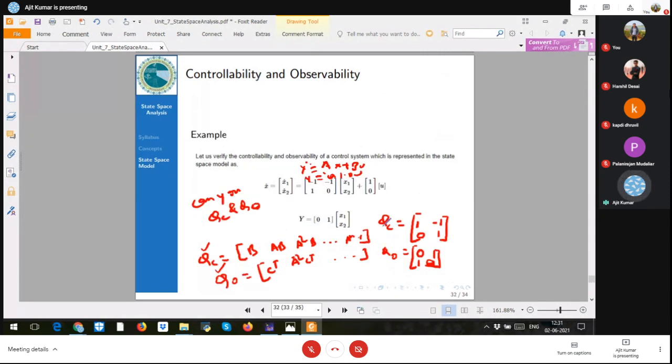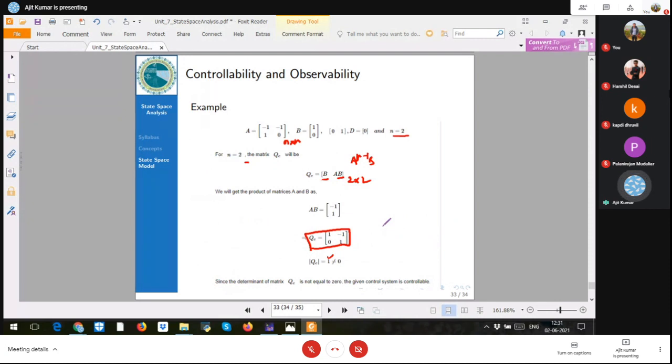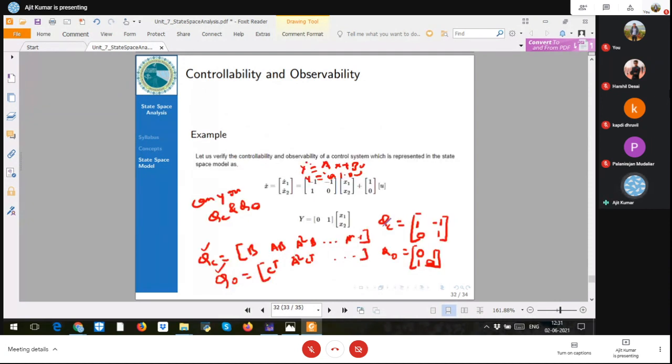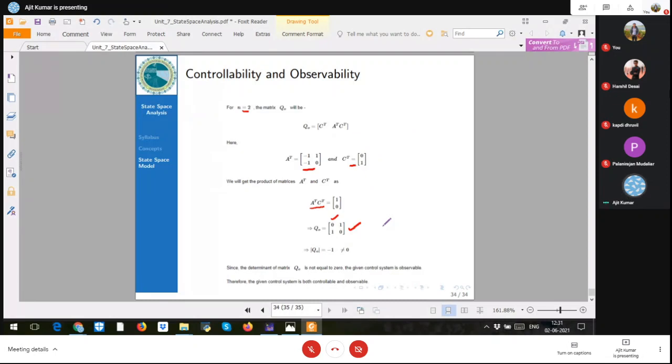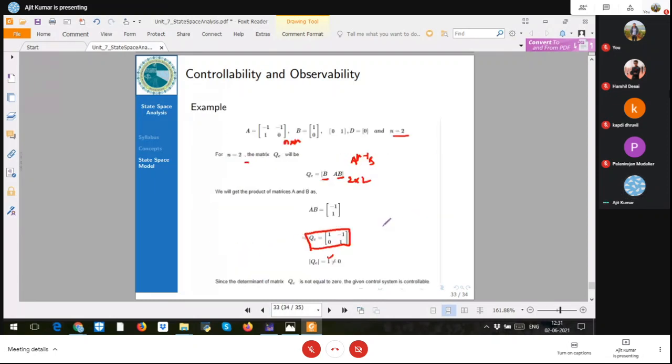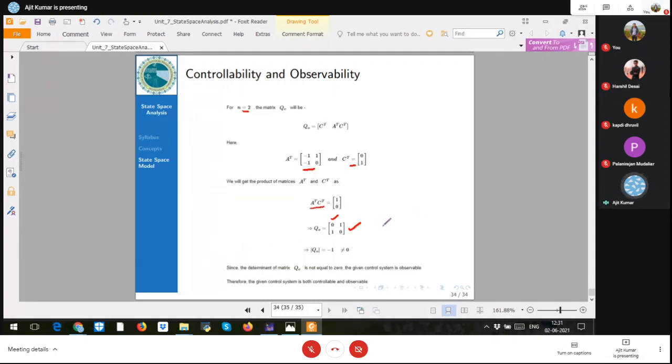Right? We have seen the example and you have solved it. And finally we saw that for this particular state space model, this system is controllable and observable. So I'll give you another exercise to try.